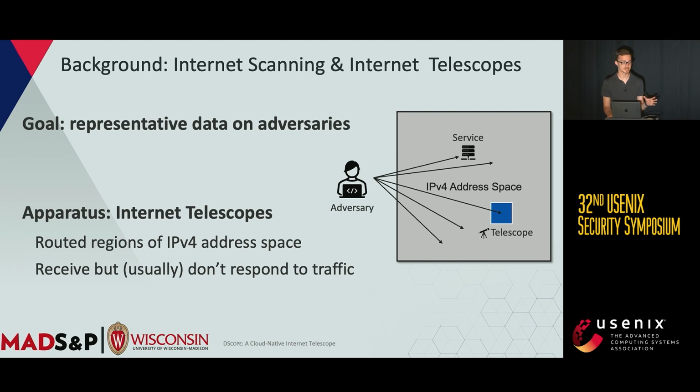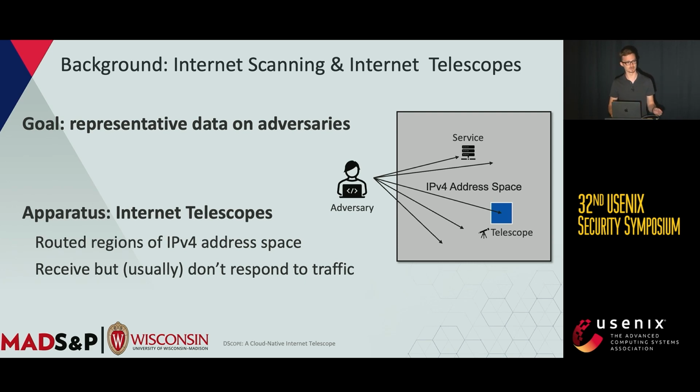Internet telescopes sit on routed but otherwise unused regions or footprints of IPv4 address space. And they receive but generally do not send traffic. The common intuition has been that when it comes to internet telescopes, the larger the footprint, the better. And this works under the assumption that internet scanning is random, because the larger the footprint, the more likely you are to see that random traffic.